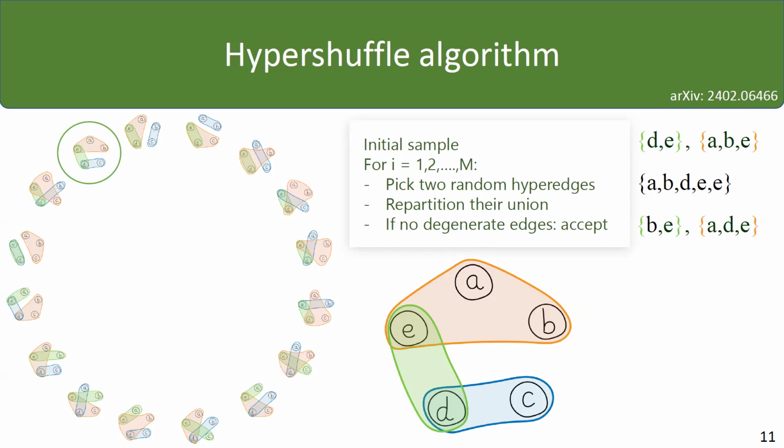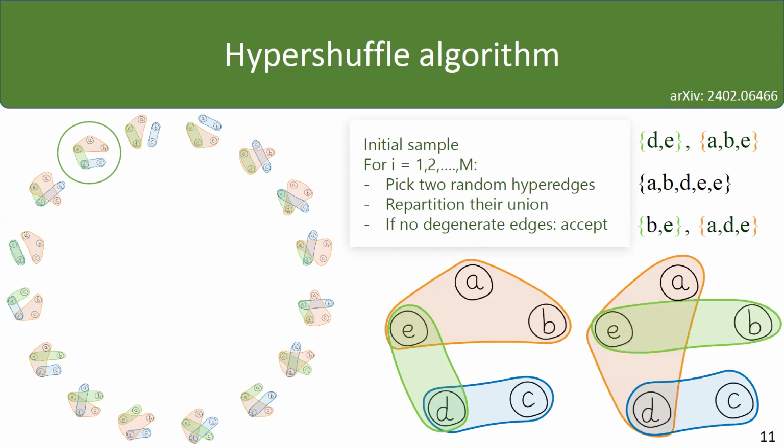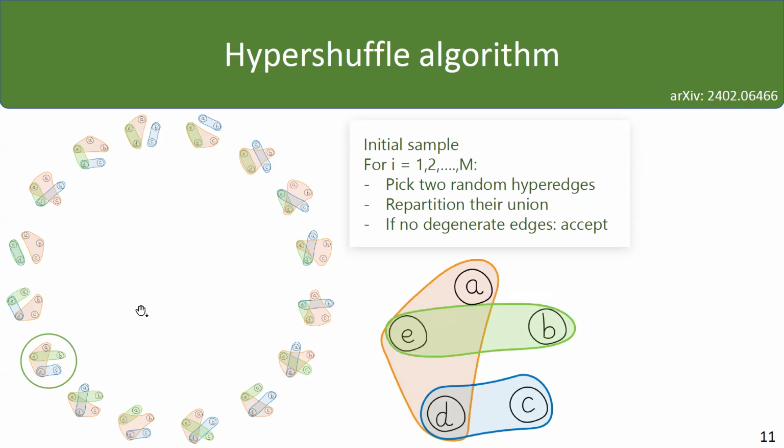Okay, and now we can apply these new edges to the hypergraph. So we remove the old ones and we add the new ones, and we get this one. You can check that it's correct because the blue hyper edge hasn't changed, which is good because we didn't pick it. And the orange and the green one have changed. Okay, and now we obtain this new hypergraph, which is going to be our new state. This one, it's here on the circle.